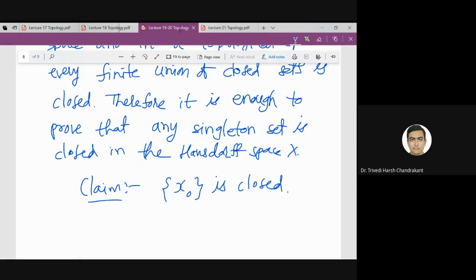So what is the definition of Hausdorff space? Hausdorff space is that if I have two distinct points, then I can find two neighborhoods. So now I know one point, which is x naught. To find another point, what will I take? I will take the complement of this set, right? So let a point x, which is not in {x naught}. So basically, x is in the complement.